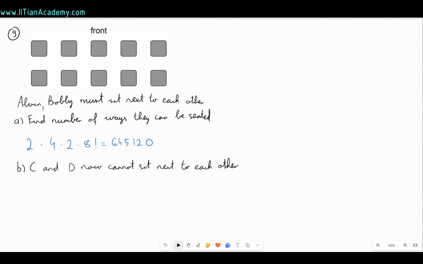So the number of options when they sit together. If we find the difference of these two, we will find the complementary event, which is when C and D don't sit next to each other. So let's calculate how many ways C and D can sit together.